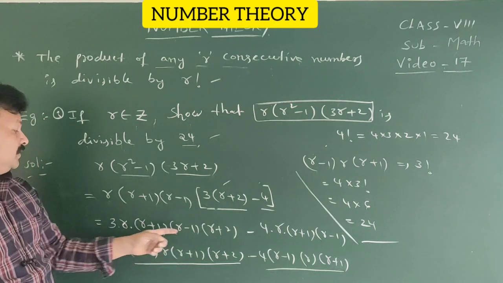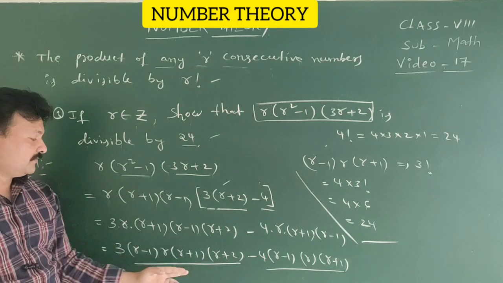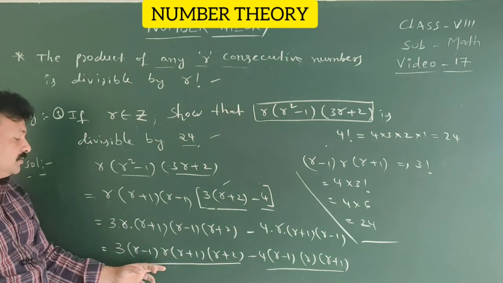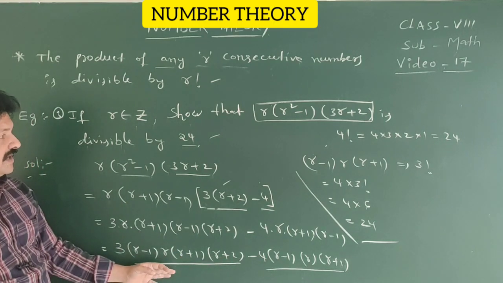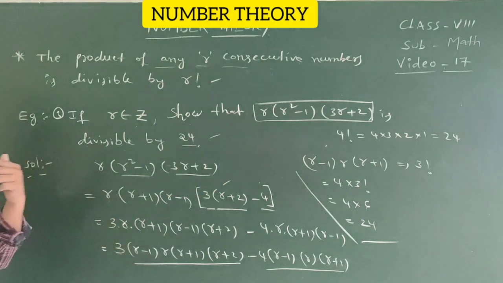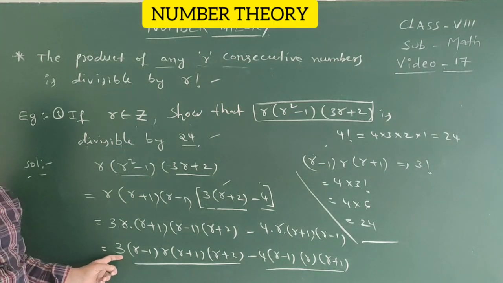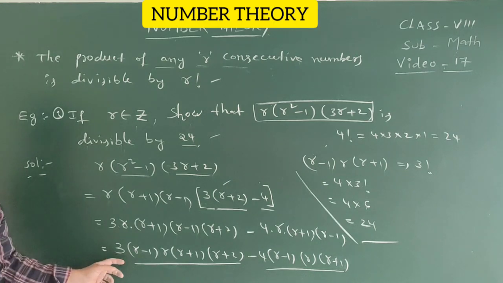Here if you arrange in order r minus 1, r, r plus 1 and r plus 2, these are 4 consecutive integers, divisible by 4 factorial. 4 factorial is 24. Its multiples are also divisible by 24 only: 24 into 1, 24 into 2, 24 into 3, 24 into 4 like that. If it is a multiple of 24, it is also divisible by 24 only.